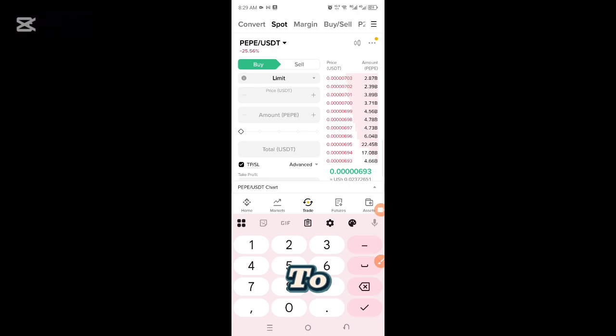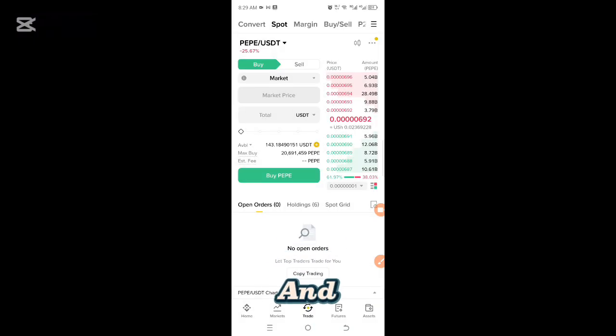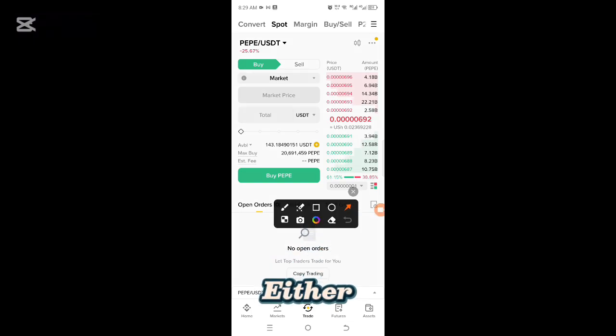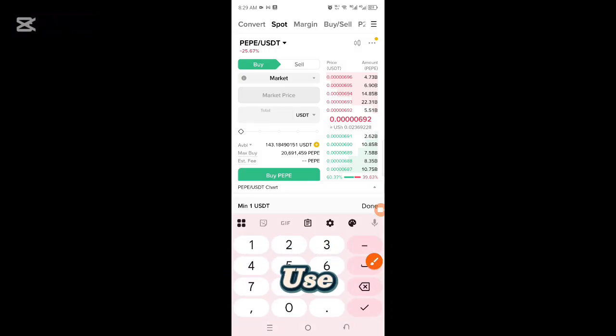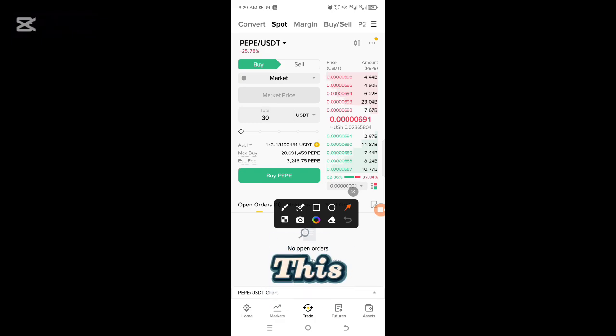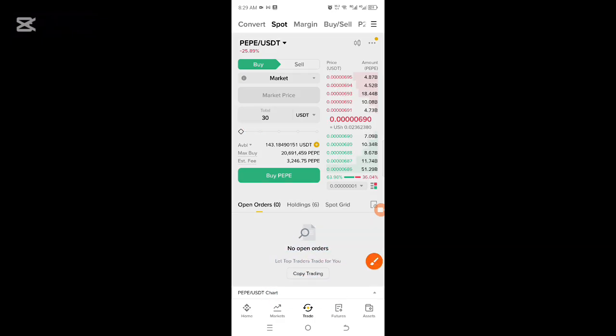In this case, I'm going to go with market order, and then I will select the amount of USDT I would like to trade using. You can either drag this one, or you put here manually the amount of USDT you want to use for trading. Let's assume you want to use like 30. You can type it there, and then you click on buy, or else you can drag this one from left to right, until you get the amount of USDT you want to use for purchasing.